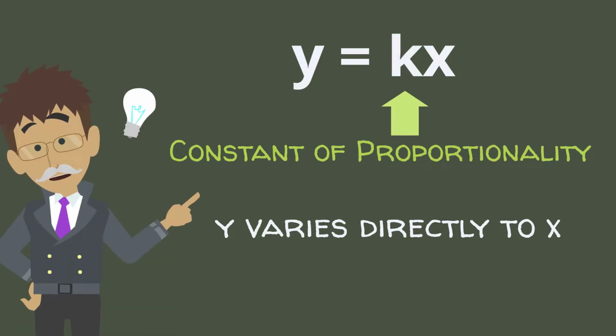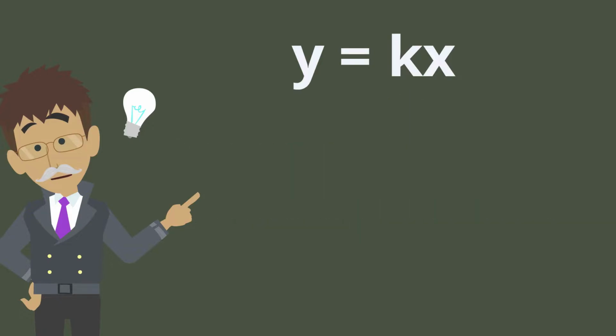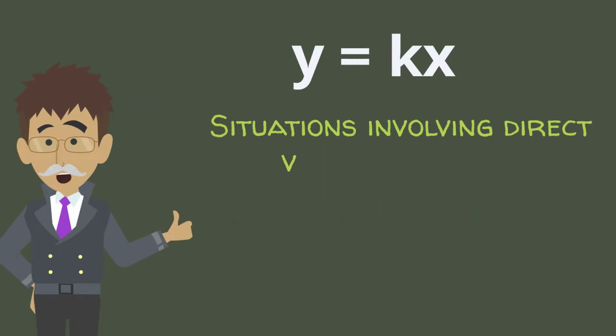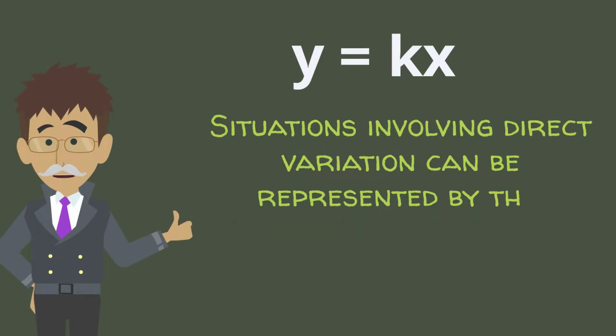This equation is important in mathematics. It represents all direct variation or proportional relationships. Because the rate of change is consistent in situations involving direct variation, we can use the relationship and the equation to help us solve problems.